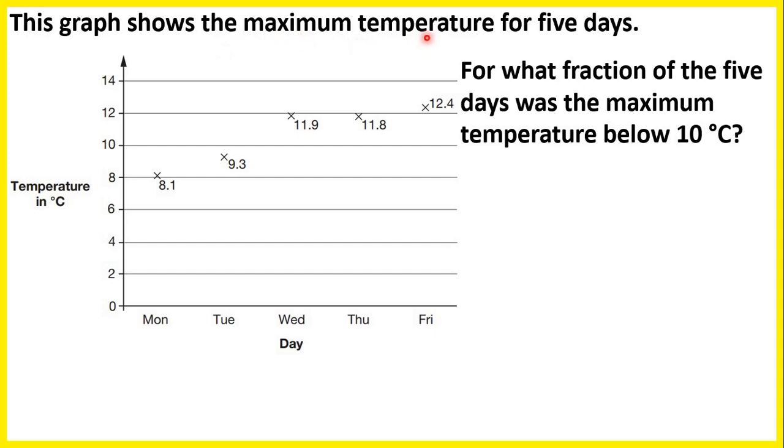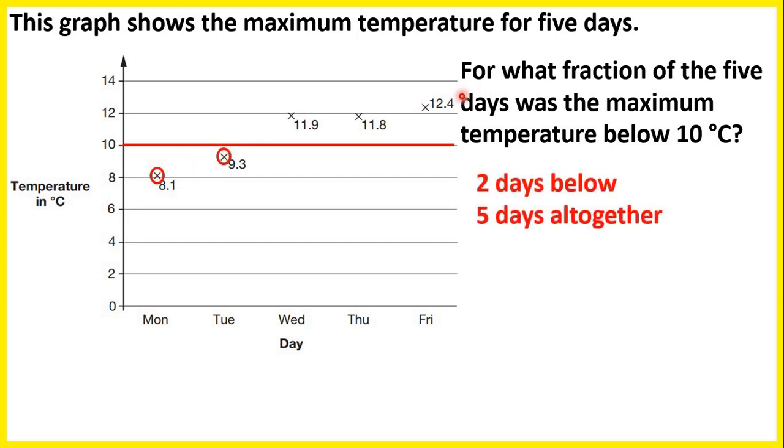This graph shows the maximum temperature for 5 days. For what fraction of the 5 days was the maximum temperature below 10 degrees? So what we can do is find 10 degrees, and if we draw a line across, we can see that 2 of the days have a maximum temperature below 10 degrees. And there are 5 days altogether. So remember, the numerator of the fraction is how much we have, and the denominator is how many there are altogether. So because we have 2 out of 5 days, we can write the fraction as 2/5.